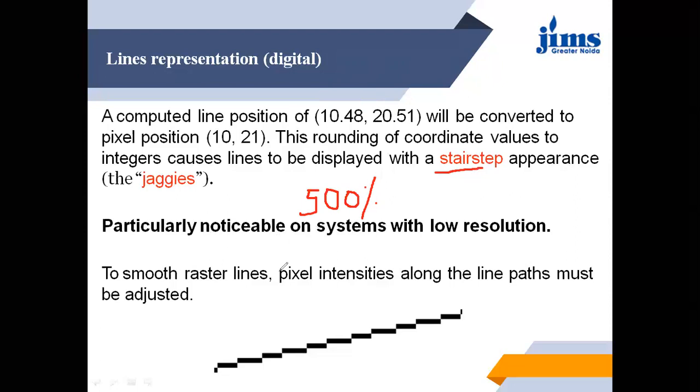To smooth raster lines, pixel intensity along the line path must be adjusted. So this is the problem in digital as well as in analog representation. When we have to display a line in digital, we have to approximate the pixel values. Then how can we approximate these pixel values? There are different algorithms for those.